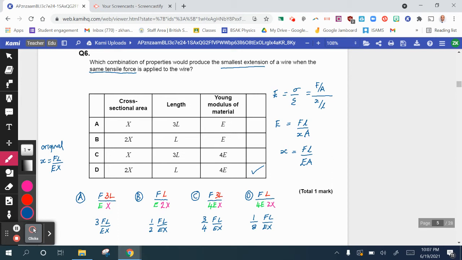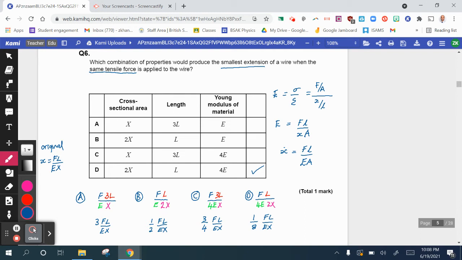However, it asks what's the effect on the extension. So what I need to do is just rearrange this to get extension equals. So we've got extension equals the tensile force times the original length divided by the Young's modulus and the cross-sectional area.